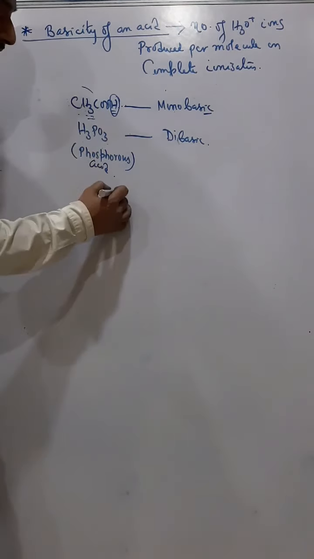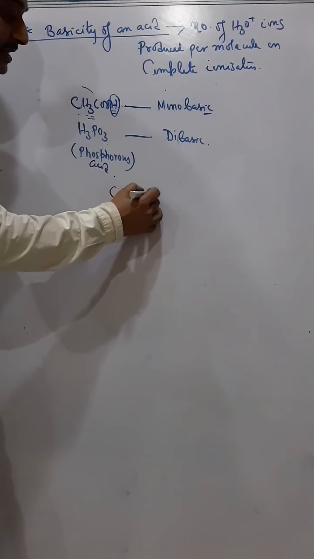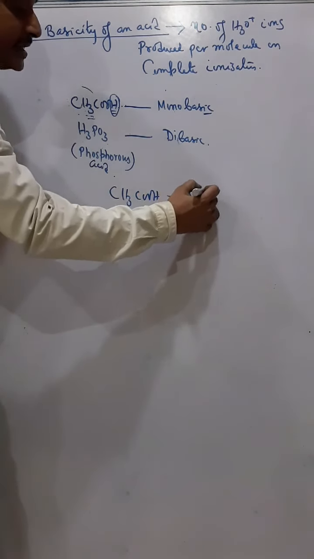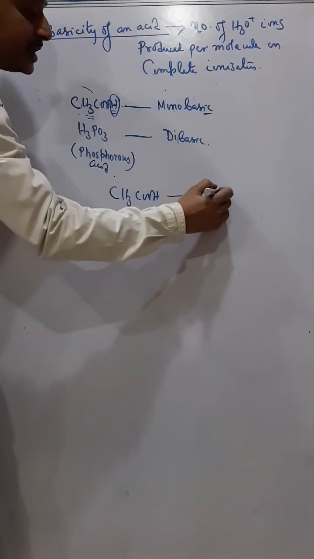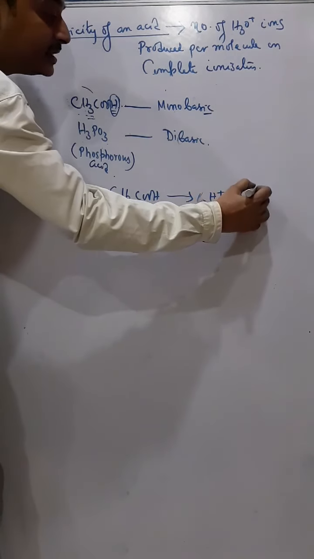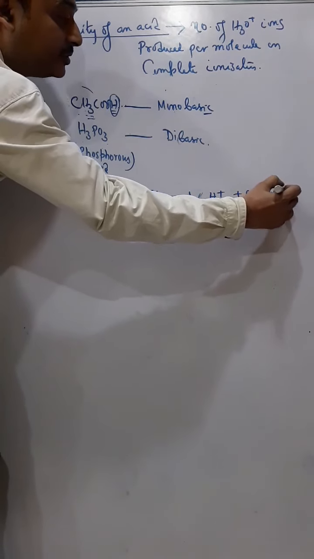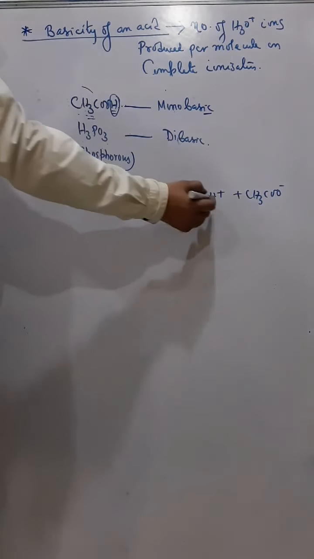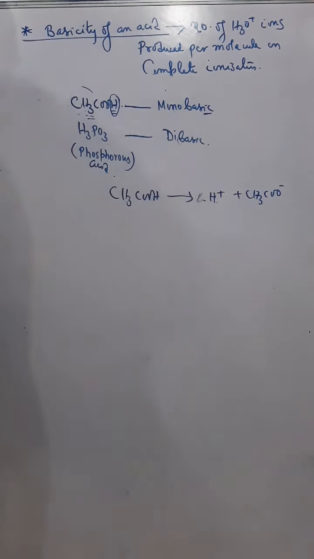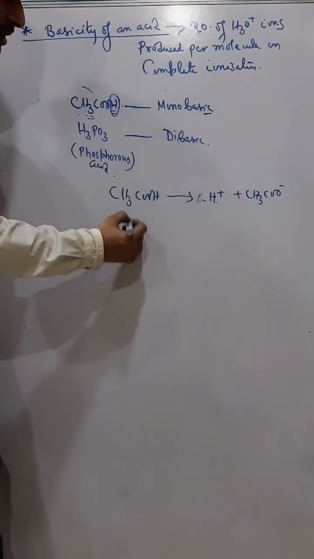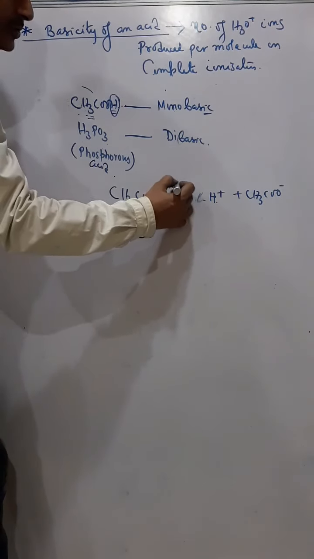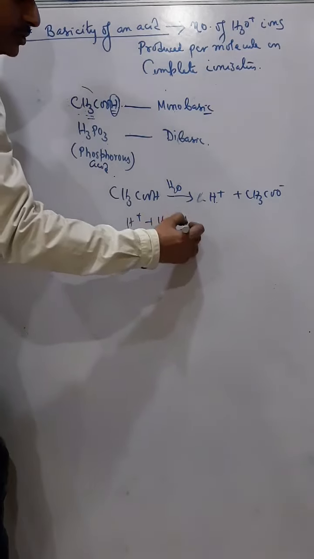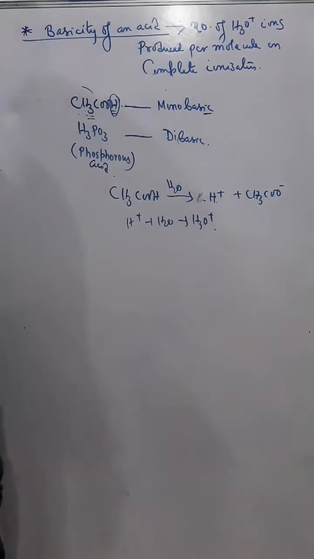Now first you see acetic acid, CH3COOH. Acetic acid forms H plus and CH3COO minus. So this CH3 remains with this, and here also H plus, and then it produces 1 hydronium ion per molecule, H3O plus. Okay, so therefore acetic acid is a monobasic acid.